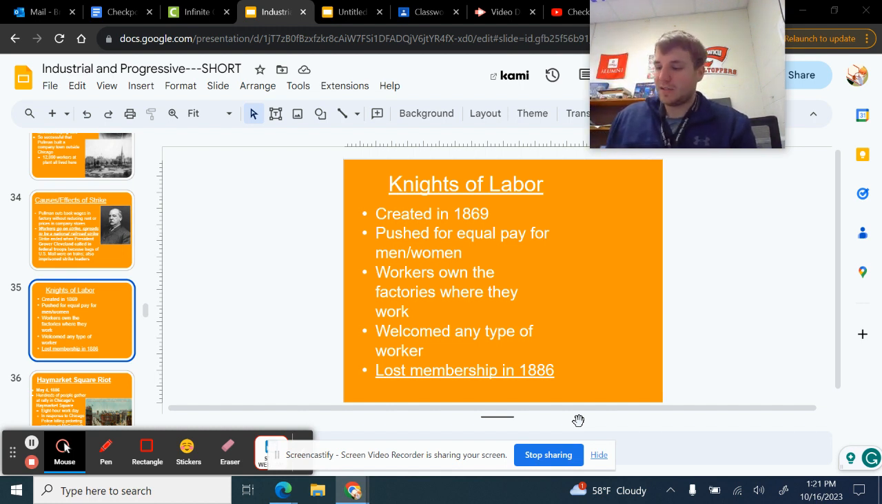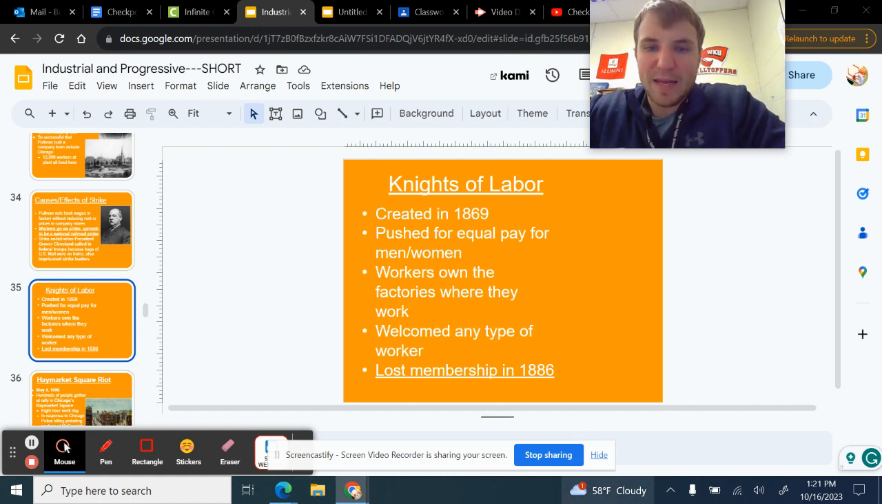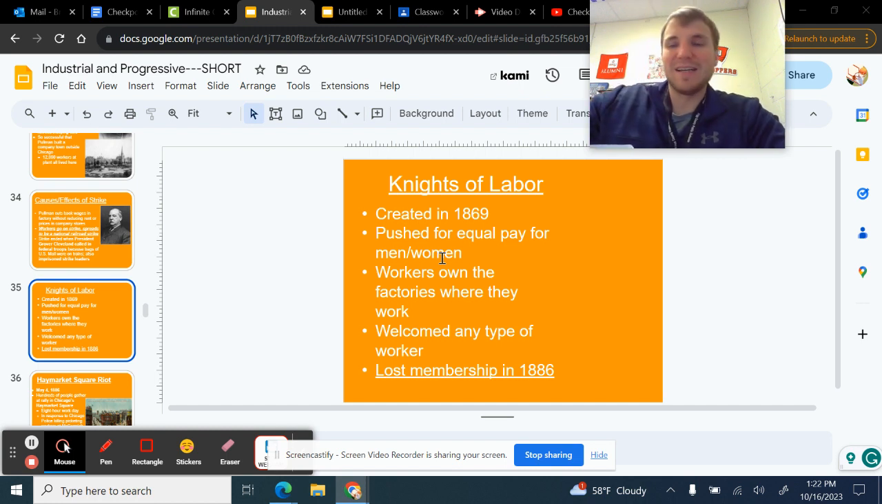So we have the Knights of Labor, the Haymarket Square riot, and the AFL to talk about. The Knights of Labor was a labor union that was created in 1869. One big thing that they pushed for was equal pay for men and women. And you have to think back in the 1800s, that's a kind of radical idea. But that was one thing they pushed for.